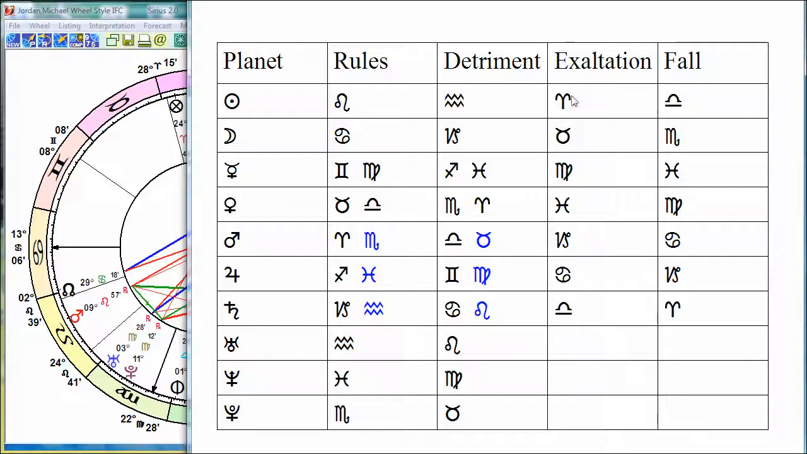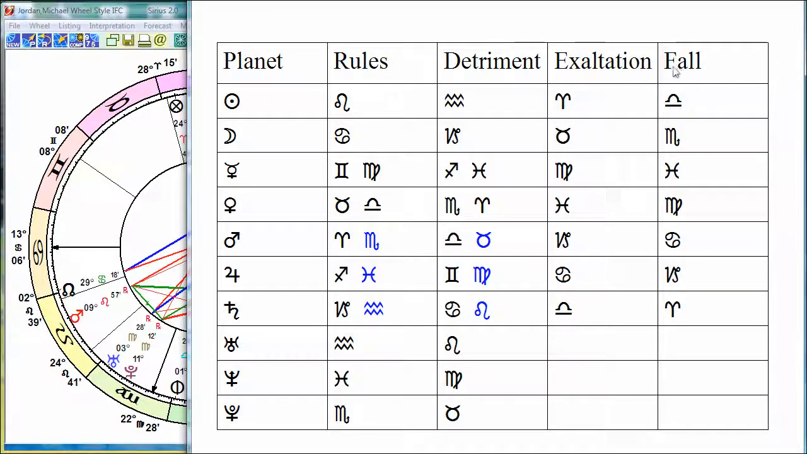And then exaltation is a sign that has some different qualities, but it's like being at a place that brings out the best in you. Almost like a hybrid where when the Sun is in Aries, it gets a boost by the dynamic and innovative, enterprising, the initiative of Aries. The Sun gets that boost by being in Aries.